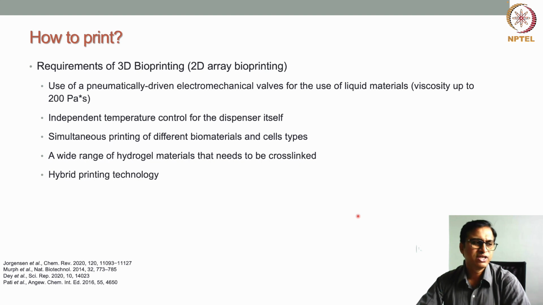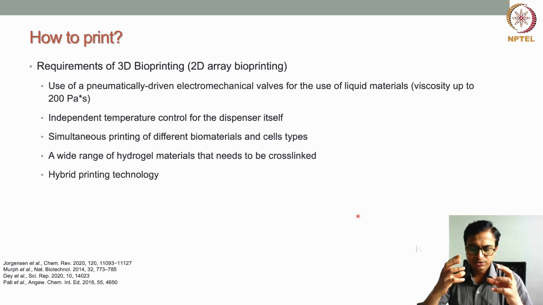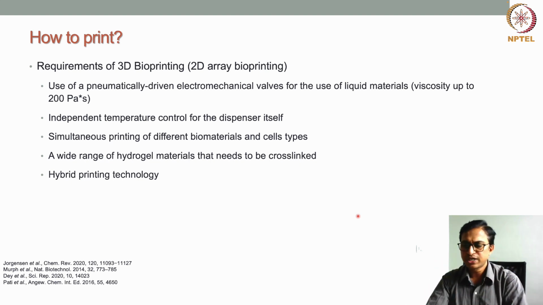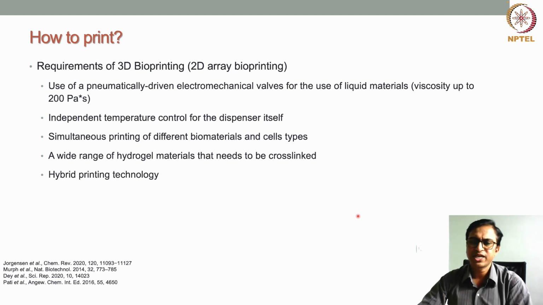Also, we need to devise strategies by which we can do simultaneous printing of different biomaterials and cell types. In typical tissues or organs, different cell types are present, and their cell organization is also very different from one to another. So all these things can be done by simultaneous printing of different cell types, and a wide range of hydrogel materials is required for bioprinting, and also the typical gelation mechanism or cross-linking mechanism is required. So all these things are very much required to bioprint.